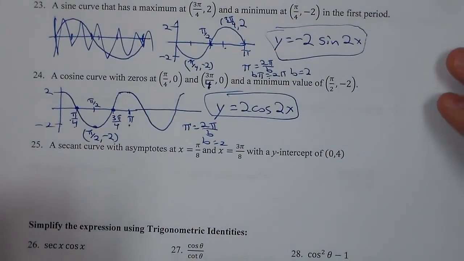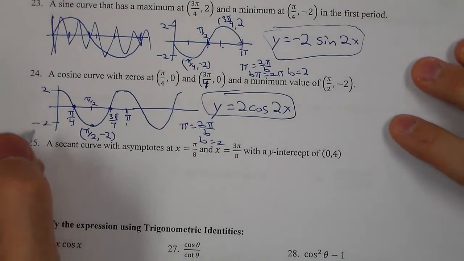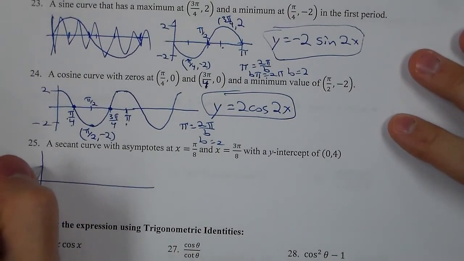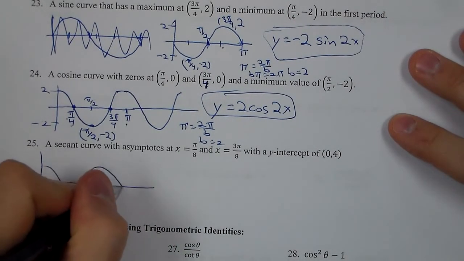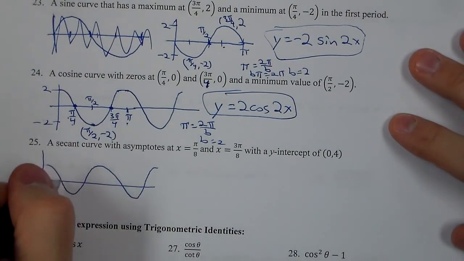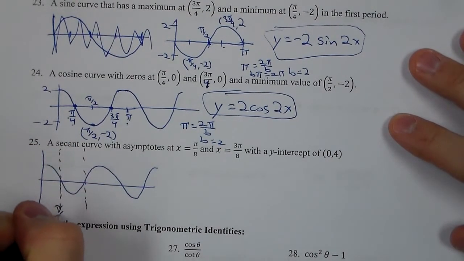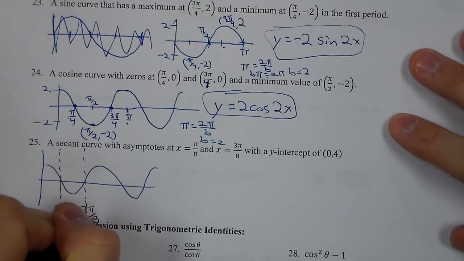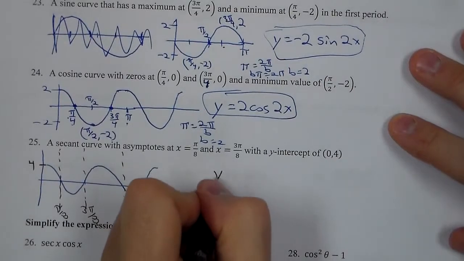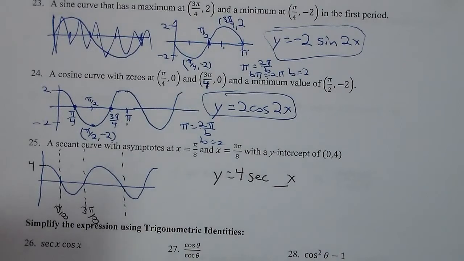Number 25, a secant curve with asymptotes at pi over 8 and 3 pi over 8, and a y-intercept at 4. So to graph secant, I'm first going to graph cosine. So here we have asymptotes at pi over 8, 3 pi over 8, okay, and an intercept at 4. So I know in my secant it's going to be 4 secant something x. I need to figure out what that something is, what makes the period.